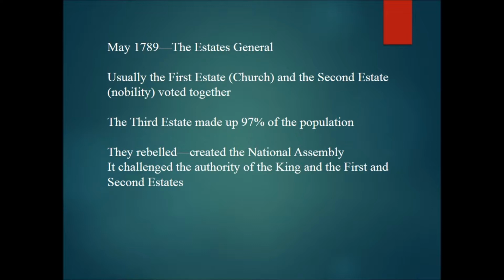No big surprise, the third estate rebelled. They pointed out that they made up 97% of the population and they deserve a much larger chunk of the vote. So what they ended up doing is breaking away from the government. And this is the first step in the French Revolution. So what they did was they created something called the National Assembly. And it's the first time during this period that you've got the French people challenging their king and those who make up the first and second estate.